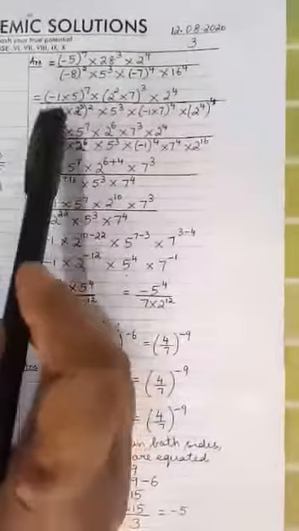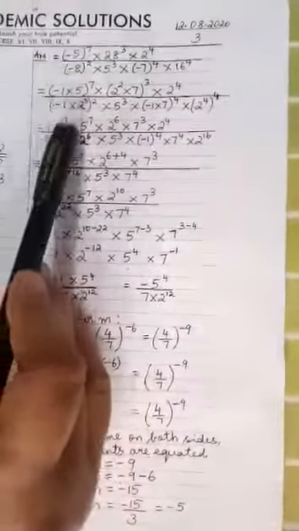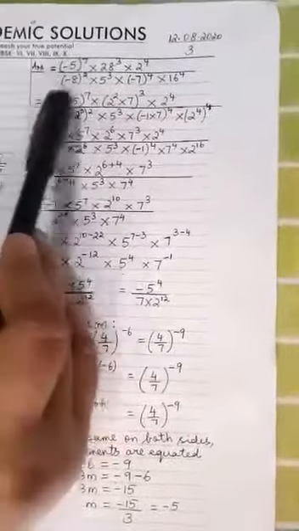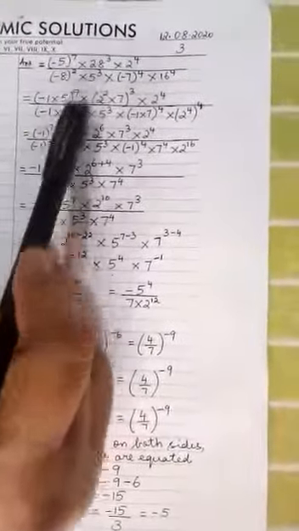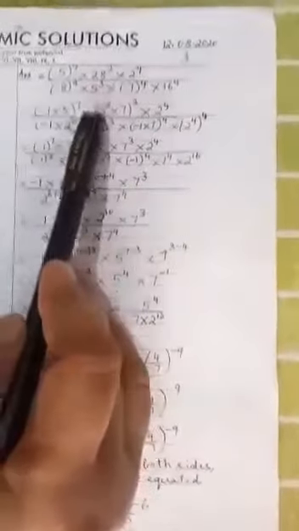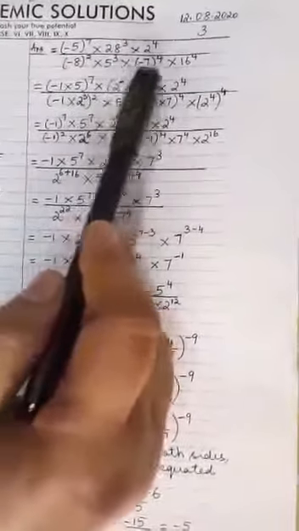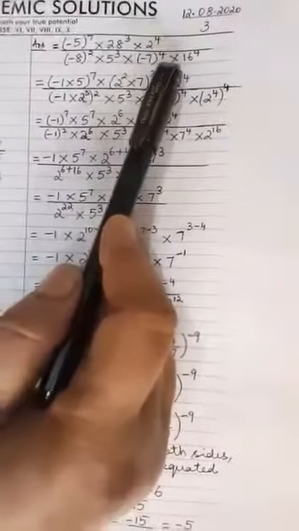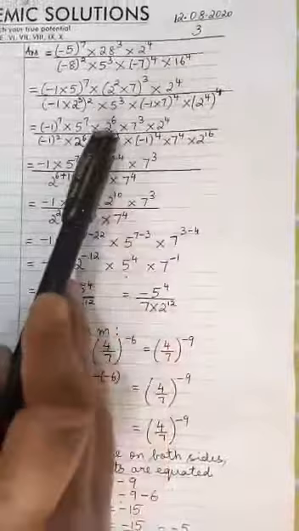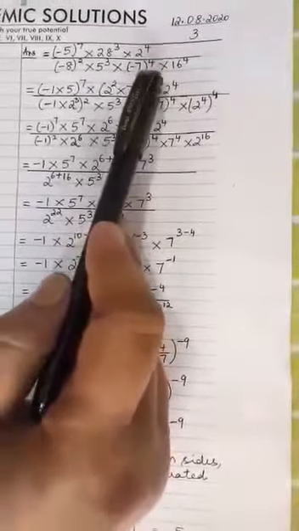In the next step, use the rule: ab the whole power m is written as a to the power m into b to the power m. So minus 1 to the power 7 into 5 to the power 7. Here again, 2 square, the whole cubed. What do we do when we have more than one power? Multiply the powers. So 2 into 3, 6. So 2 to the power 6, multiplied by 7 cubed, 7 to the power 3.